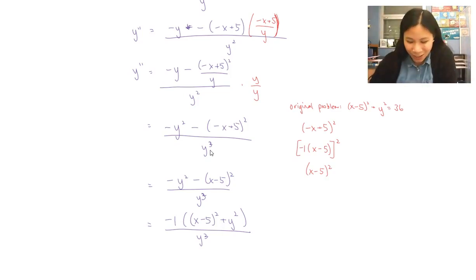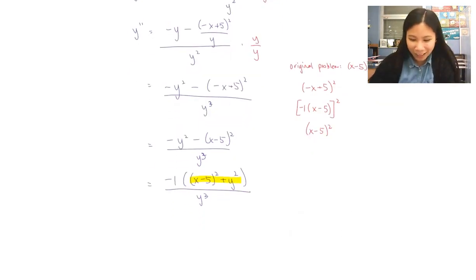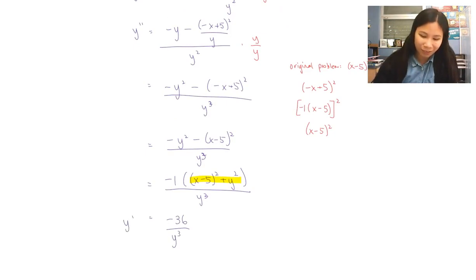Okay, so continuing on. So now I also have the top part where it's looking like the original problem. So if I have that, then I can plug in the 36 that it was equal to. So my final second derivative is negative 36 over y cubed. Thank goodness.